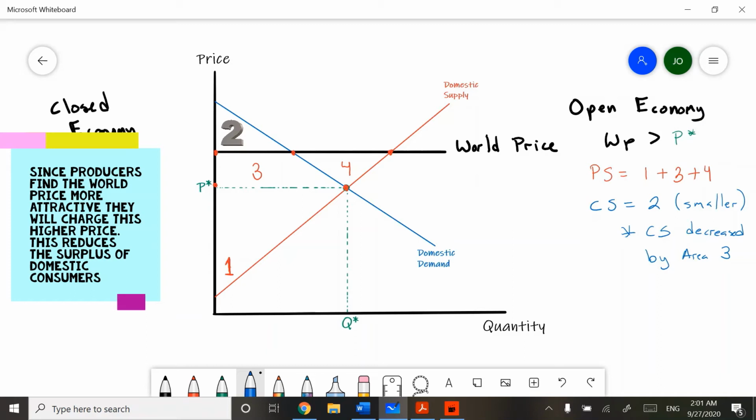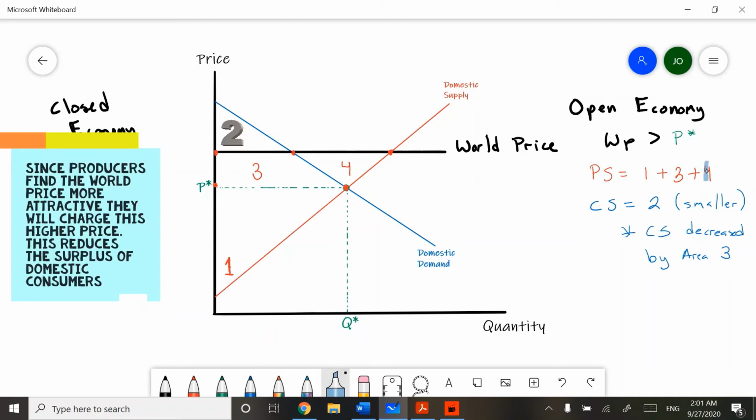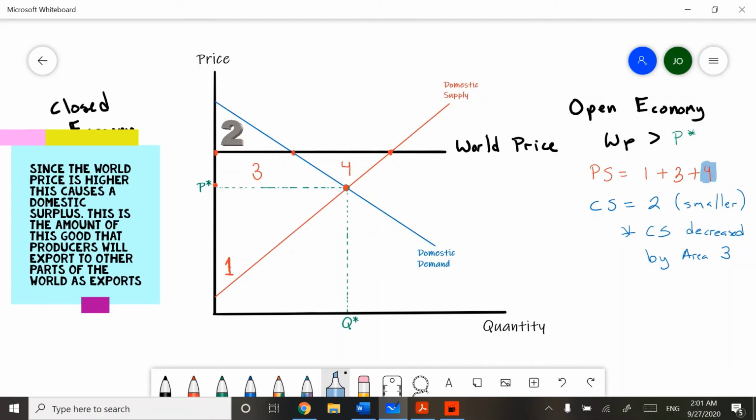Where did area number 4 come from? Well, let's see. This is our new area. Notice point A and point B. We've seen this before when we were analyzing supply and demand. The difference between point A and point B is our domestic surplus.